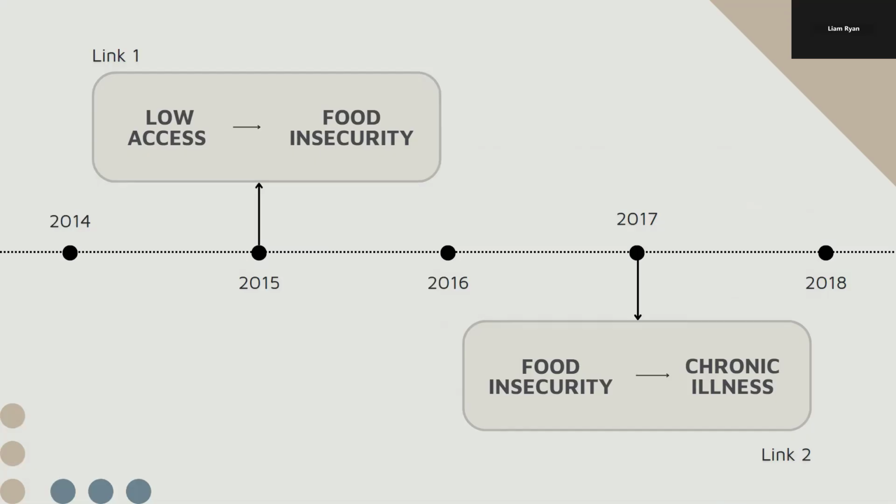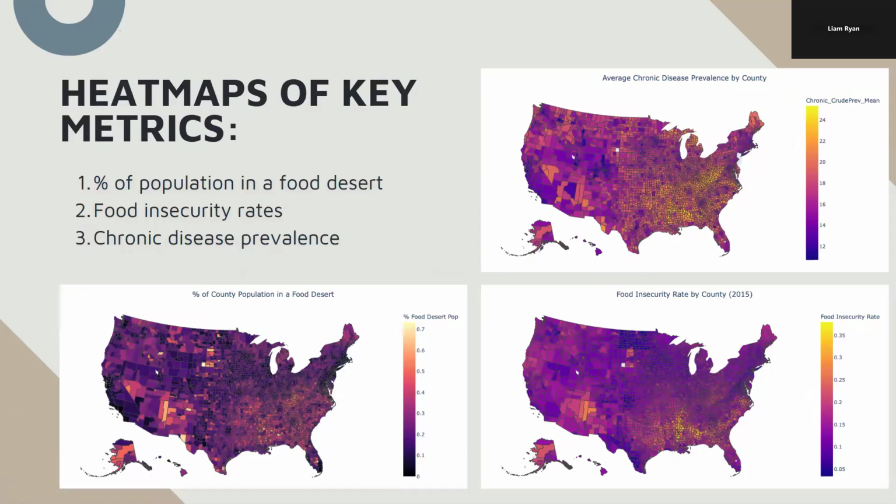This setup allows us to examine each step in the causal chain independently, while still getting a broader picture of how structural inequalities in food access may contribute to health disparities.